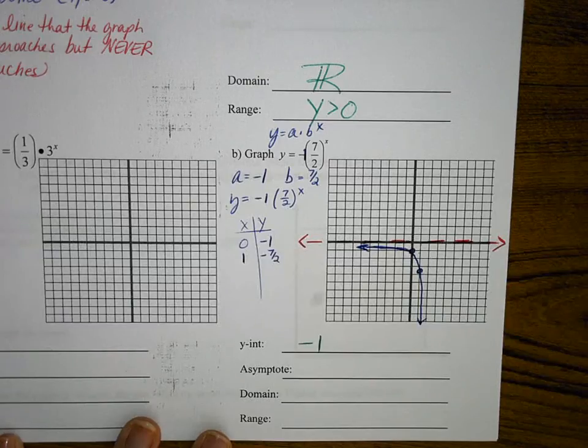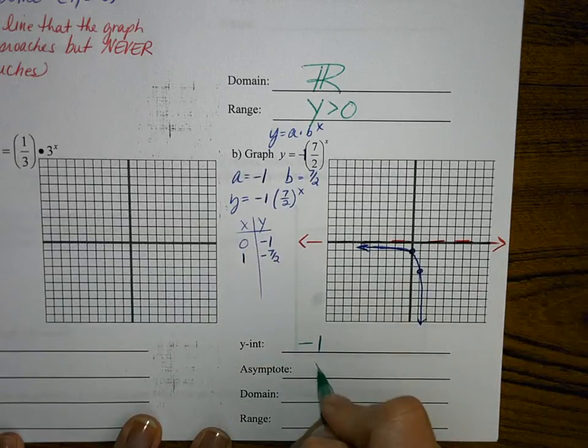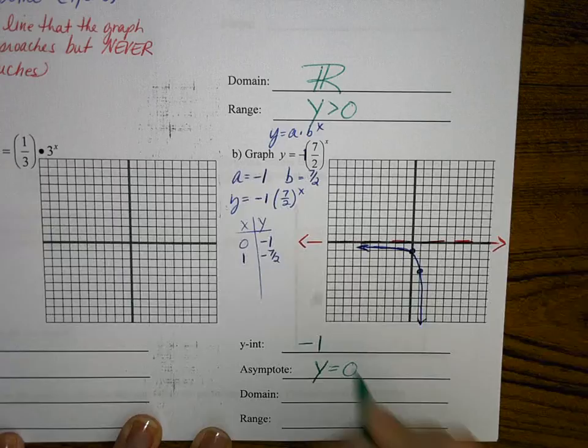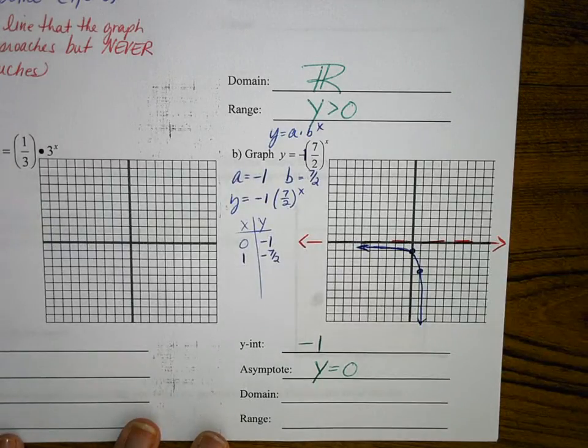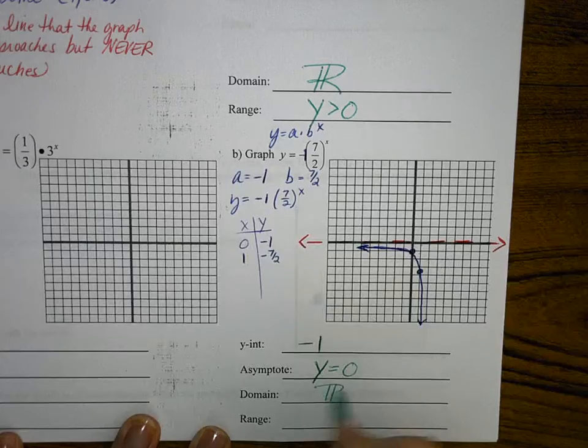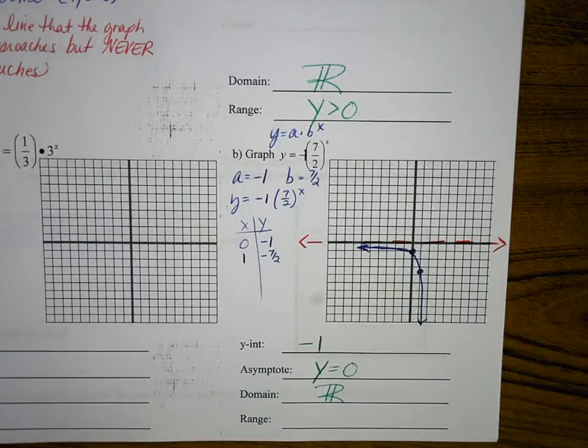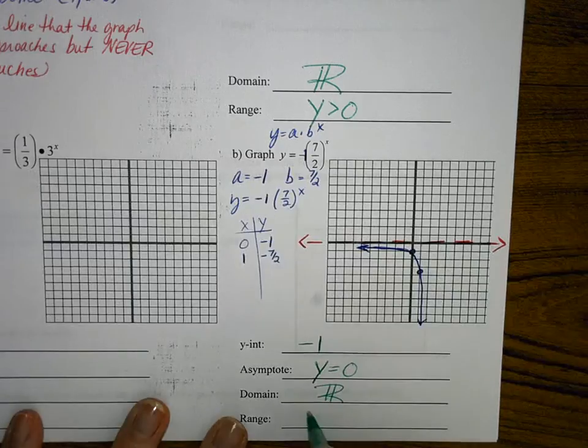What's 0? Y equals 0, right? Horizontal line is going to be y equals a number, so my asymptote is y equals 0. All right, Jacob, what's my domain? All reals. And Maddie, what is my range on this graph? Okay, I like the y.